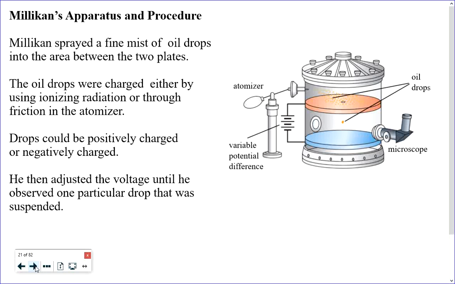So it would be 0 because there's no electric force. Could the drop be accelerating down at like 5 meters per second squared? Could, but that would mean there's an electric force up opposing the gravitational force. If the drop were accelerating down at 5 meters per second squared, which of those two forces would be greater?